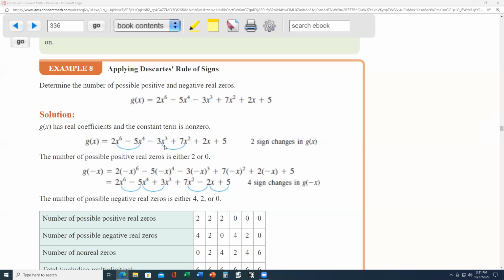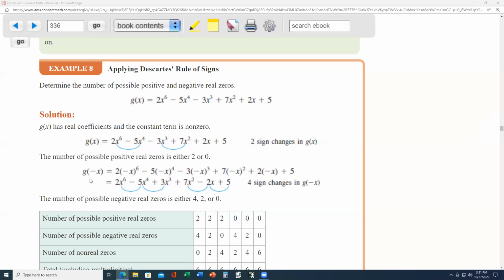Now, when I evaluate this function at negative x, and then re-simplify the polynomial after raising negative x to various powers, I then do a recount of the sign changes. So notice I go from a positive to a negative term, that's 1 sign change. A negative to a positive term, that's another sign change. There's no sign change from a positive to a positive term. Positive to a negative term, that's another sign change. And a negative to a positive term, that's another sign change.